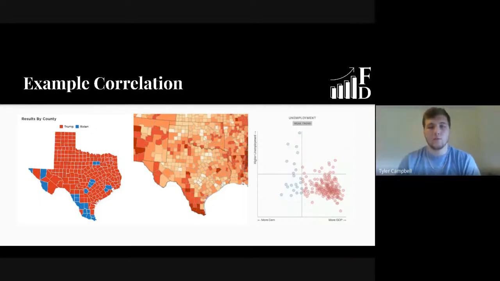And then all the way on the right, we have another one of the charts that Trevor showed earlier. This one is dealing with unemployment in Texas. And the counties on the left are in blue, which are the ones that voted Democratic, and the counties on the right are the ones that voted Republican.